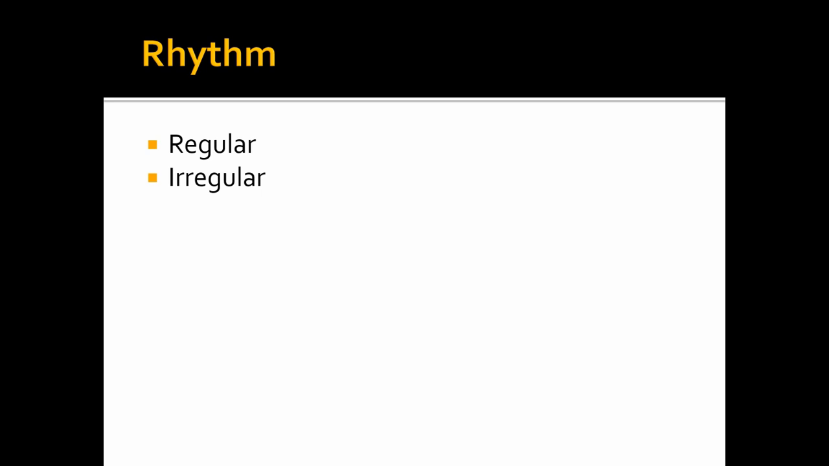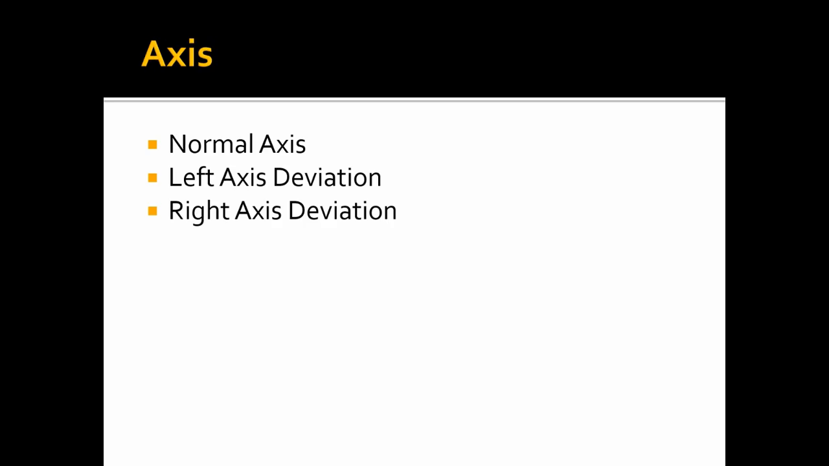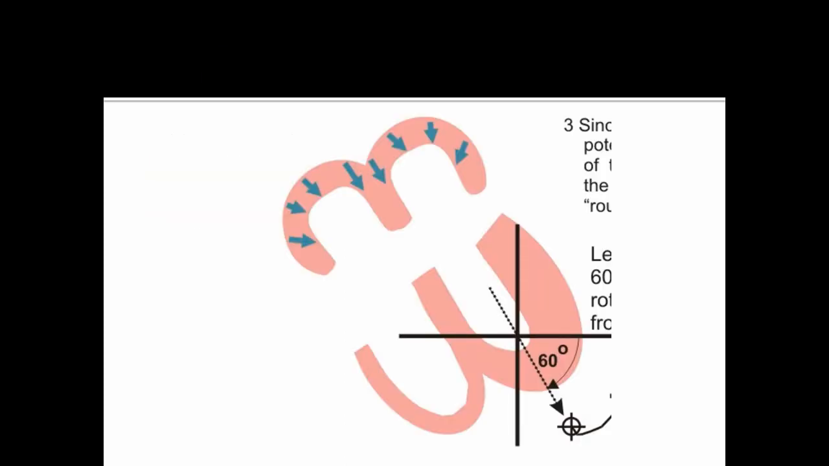This is the normal rhythm. If the rhythm is irregular, there are two kinds of rhythms: regularly irregular and irregularly irregular. The next thing is the axis. There is the normal axis, there is the left or right axis deviation. So the normal axis is usually 60 degrees, but it ranges from 0 degrees to 120 degrees.